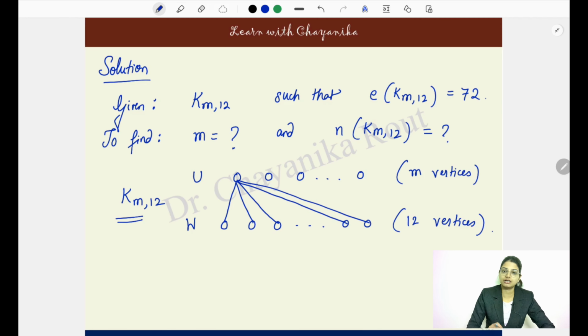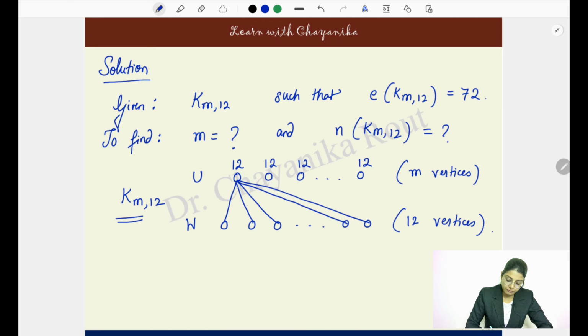So if we look at the vertices of the partite set U, every vertex being adjacent to all the 12 vertices below, the degree of the vertex is 12. Like this, the degree of every vertex in this partite set U will be 12, because that is how we construct our complete bipartite graph, by making every vertex of one partite set adjacent to all the vertices of the other partite set. Since there are 12 vertices in the other partite set, every vertex of U is going to have the degree 12 each.